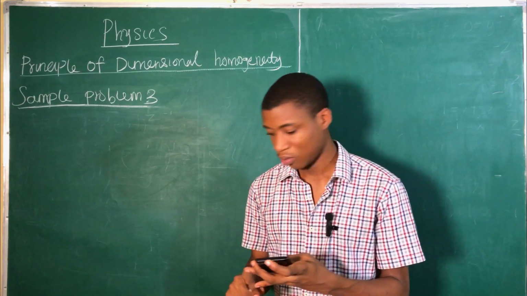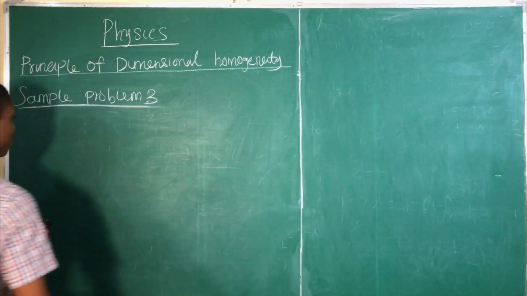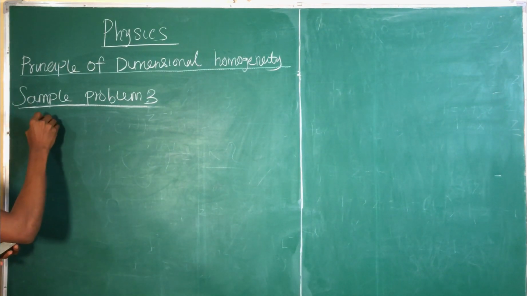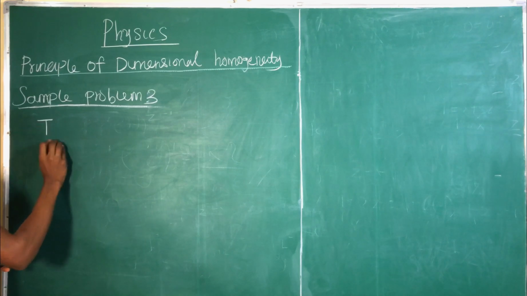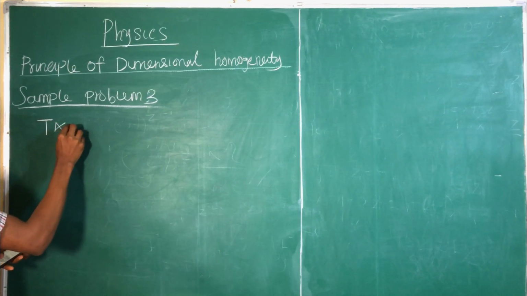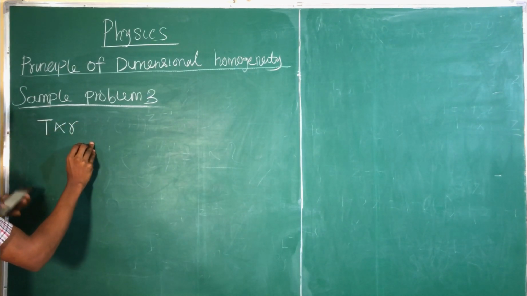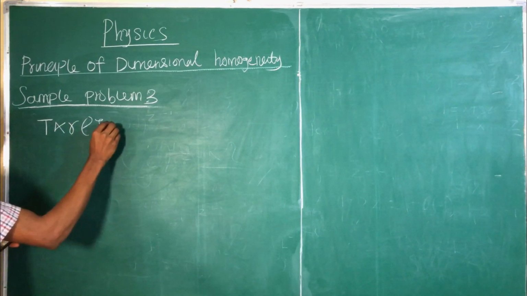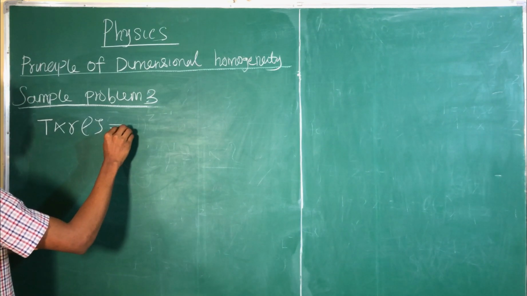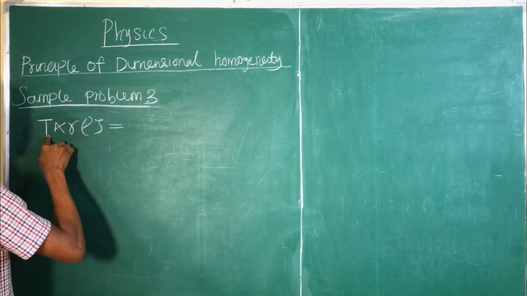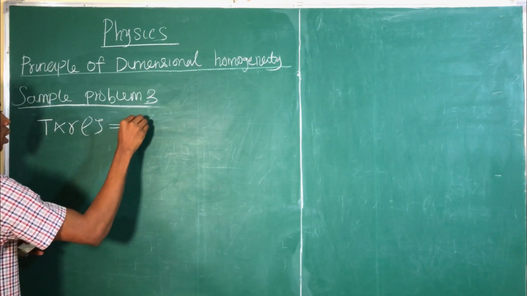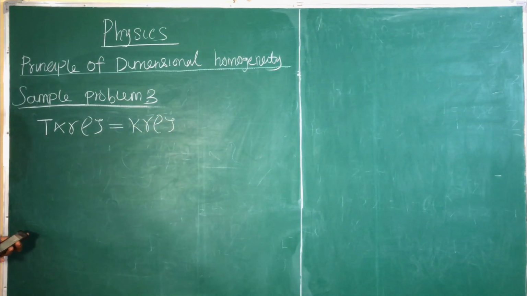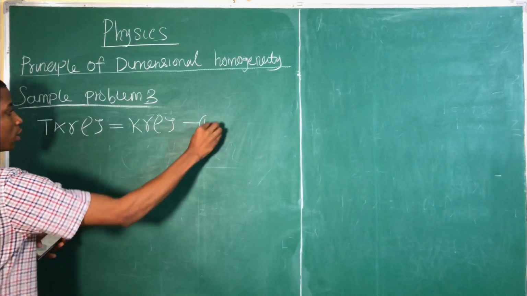So therefore, let's write this down, combining all the parameters. We have that the period T is dependent on the radius, density, and surface tension. If we do that and introduce a constant K, we have T is equal to K, radius, density, and surface tension. So let's call this equation 1.